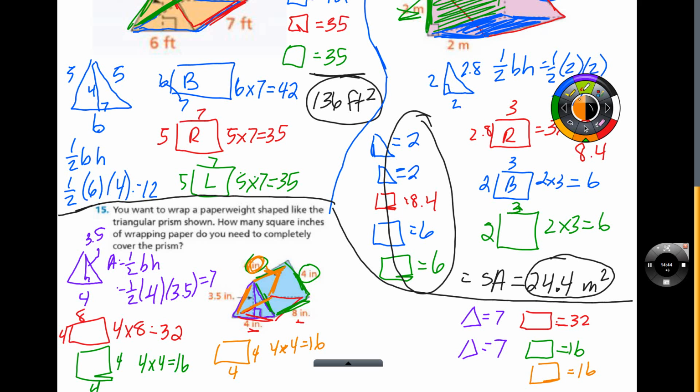To find our surface area, all we have to do is add up 7 plus 7 plus 16 plus 16 plus 32. And we're going to get a total surface area of 110 inches squared.